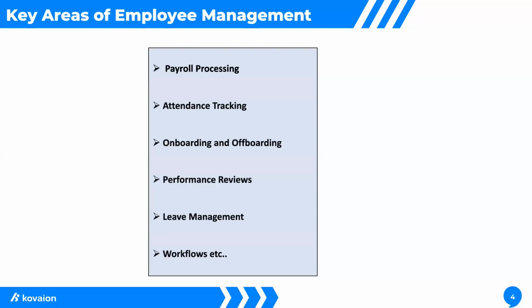Training and development tools track employee progress and recommend upskilling opportunities. Expense management systems automate claim approvals, while employee engagement tools support collaboration and communication. These solutions drive efficiency, allowing organizations to focus on strategic growth. Let's dive deeper into these areas to understand their impact.